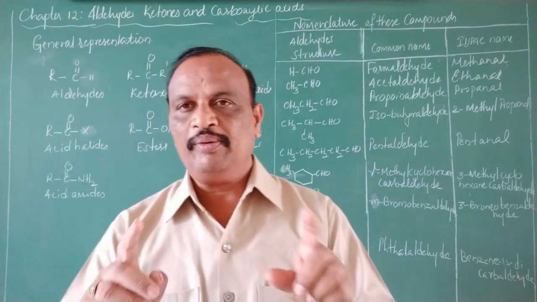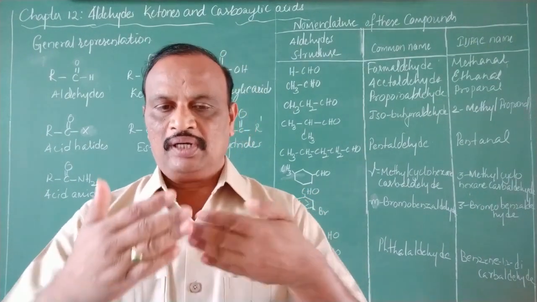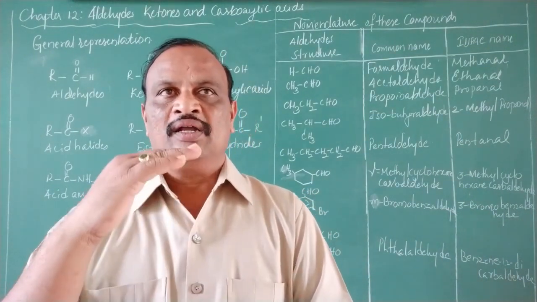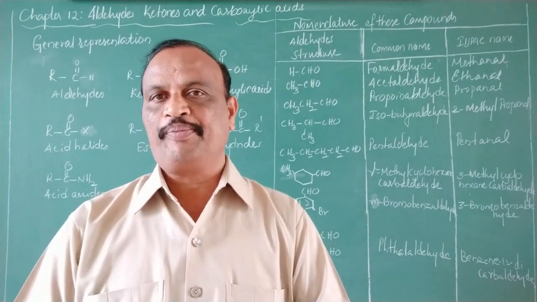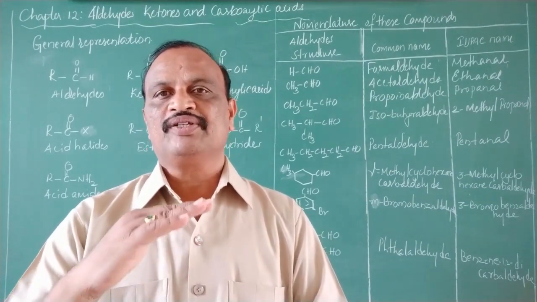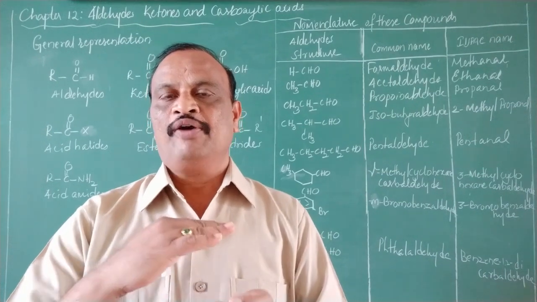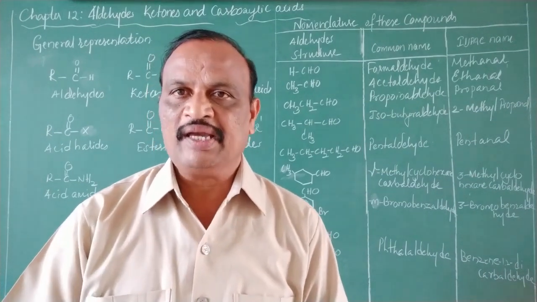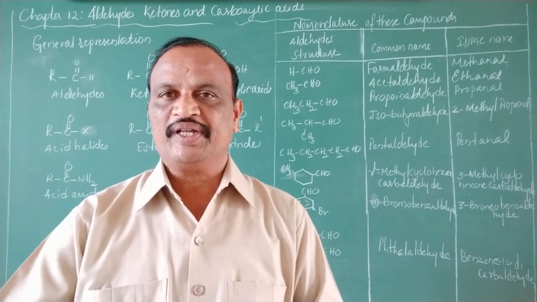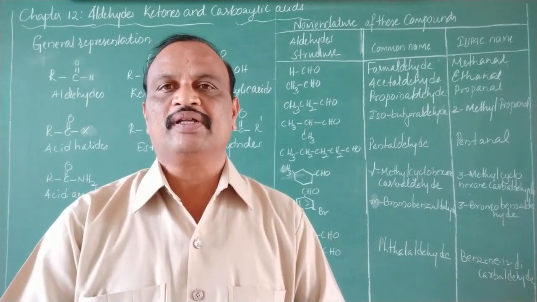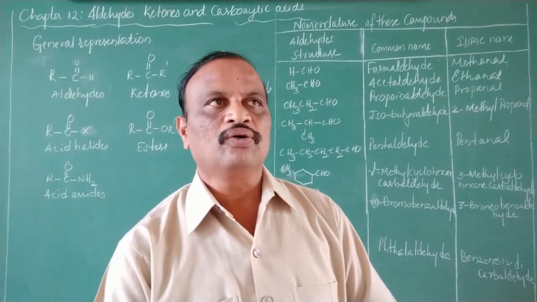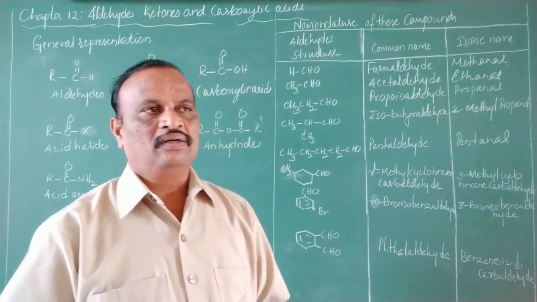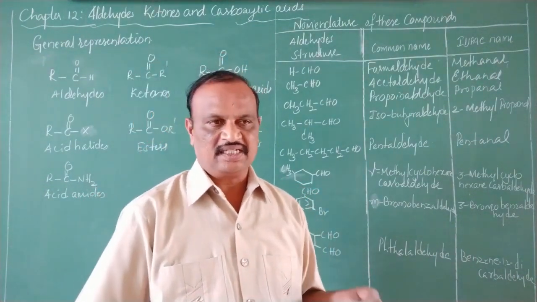In this chapter we will be learning about five parts. First is about the nomenclature. Second part is about the methods of preparation of these compounds. Third part is about physical properties. Fourth part is chemical reactions and chemical properties. And the fifth part is about the uses of these compounds. So let us go to the nomenclature of aldehydes and ketones.